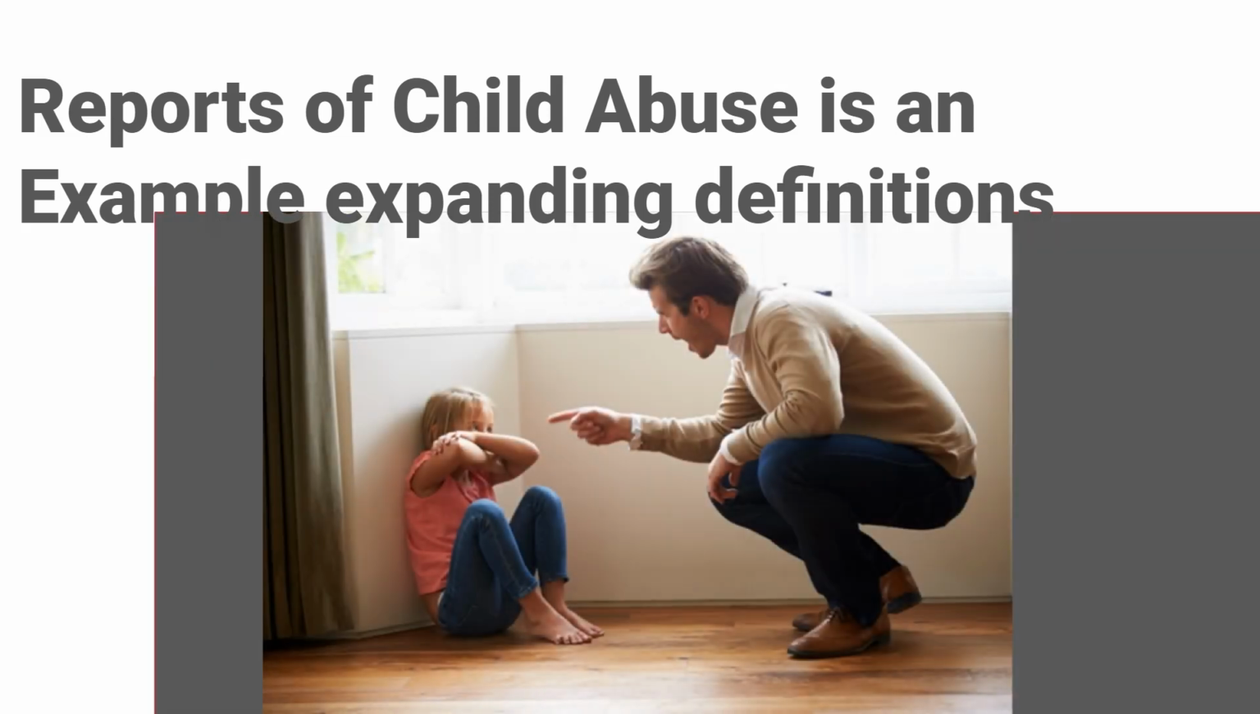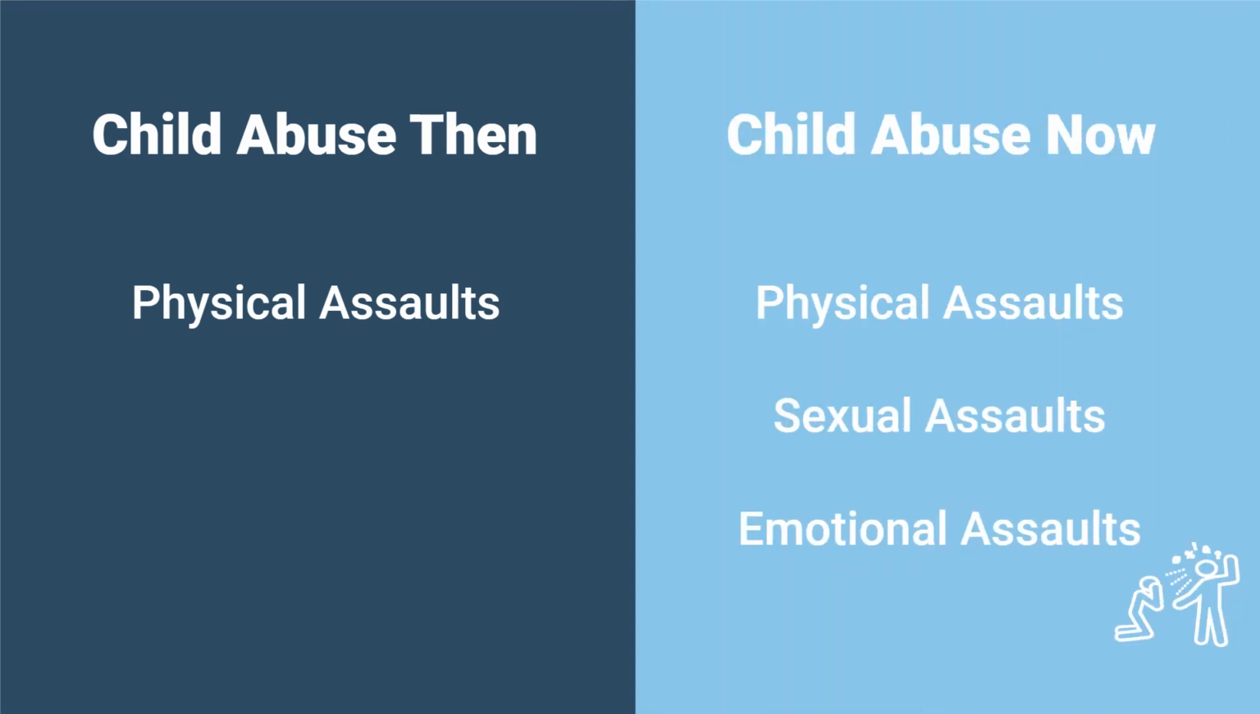Key examples of this can be seen with reports of child abuse. If you look at the rates of child abuse over time, you will see a drastic increase. However, this is not because our society is getting meaner. It's actually because the definition has grown to include sexual and emotional abuse in addition to physical assaults. This means that by nature there will be more cases included when computing these rates.